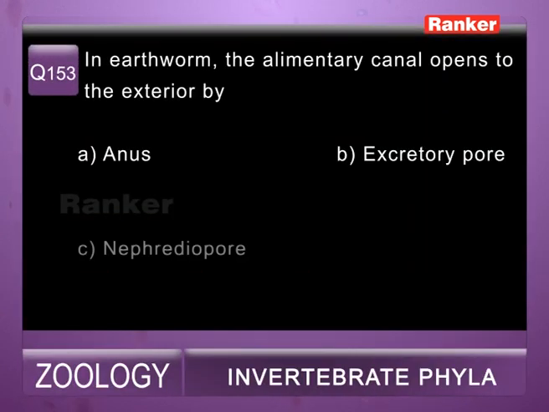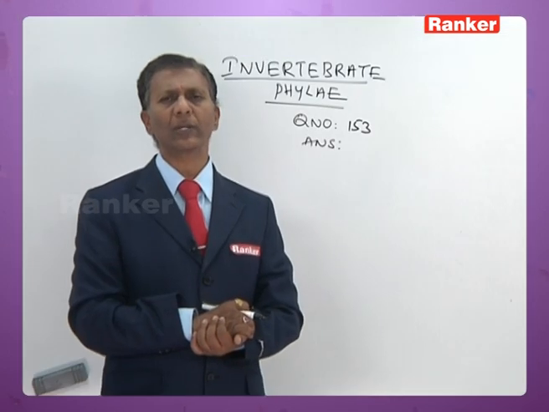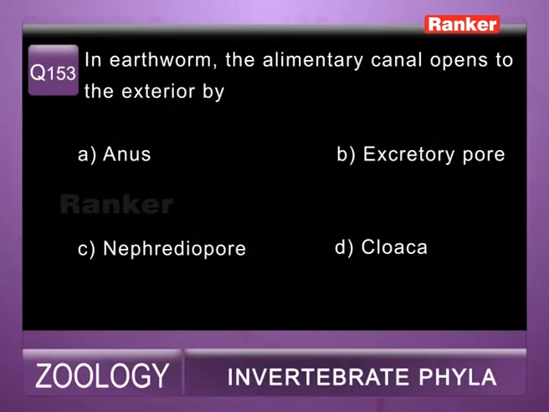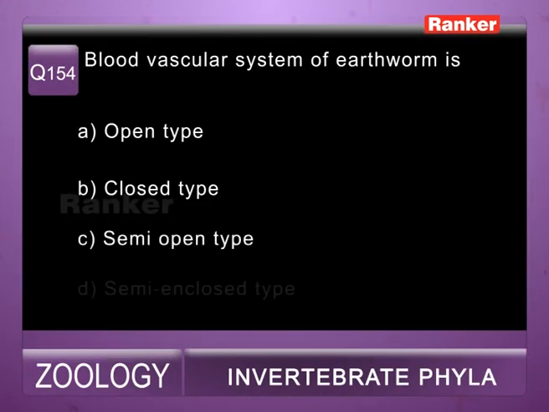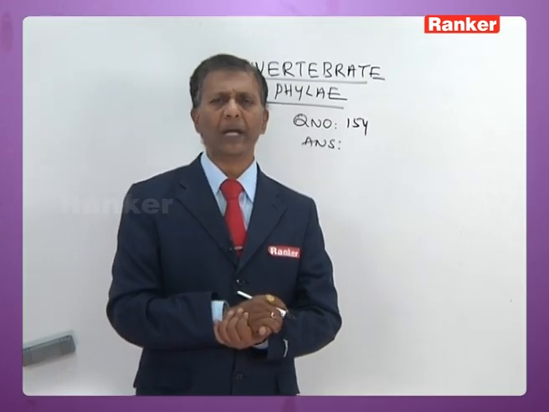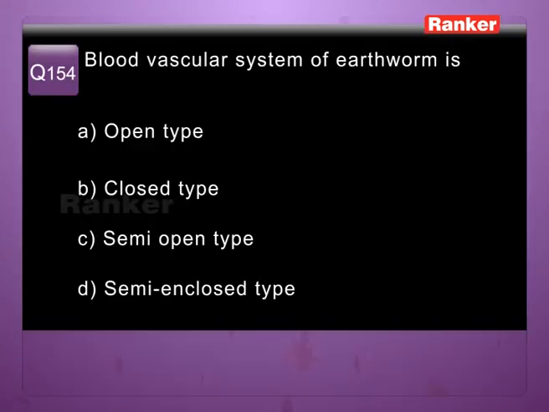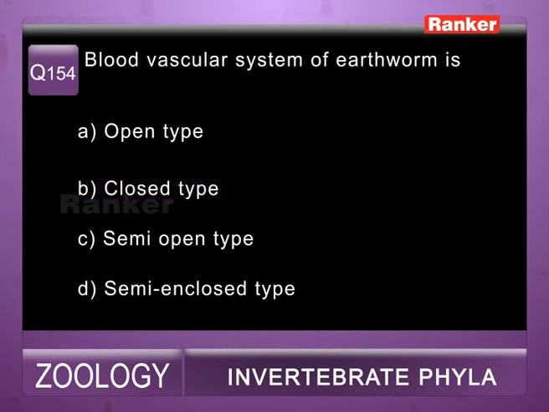Now 153 question, in earthworm alimentary canal opens to the exterior by anus, excretory pore, nephridiopore, cloaca. It opens to the exterior through anus that lies in last segment. So 153 question, correct answer is A. And 154, blood vascular system of earthworm is A open type, B closed type, C semi open type, D semi closed type. In earthworm, in all annelids, blood vascular system is closed type with definite blood vessels. 154 question, correct answer is B closed type.